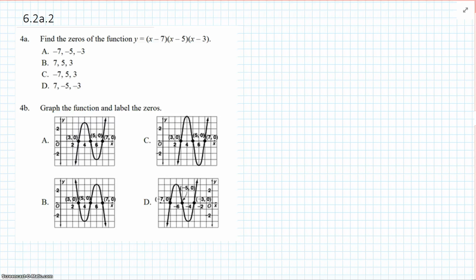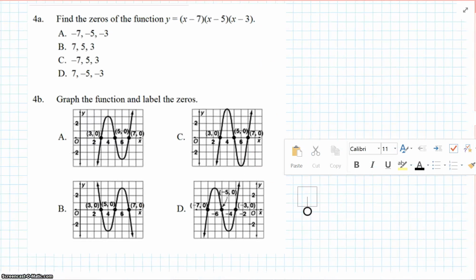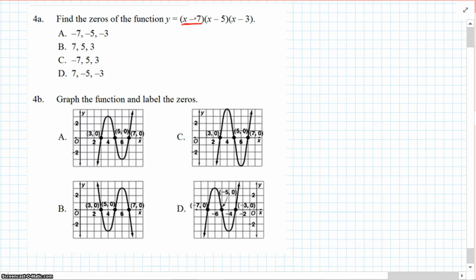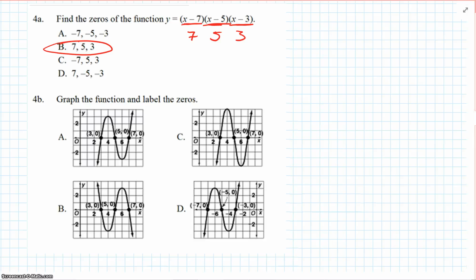All right, so for A, find the zeros of the function. Well, what does x have to equal here to make that 0? 7. What does x have to equal here? 5. What does x have to equal here? 3. So you don't have to do every step. You can just look at it by inspection and find the zeros of 7, 5, and 3. It says graph it. So we have to find the ones that have 3, 5, and 7 as their zeros. And we find 3 of them. This one's negative, so that one's out.